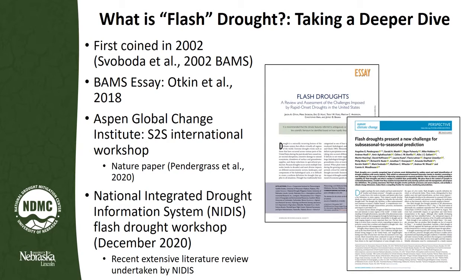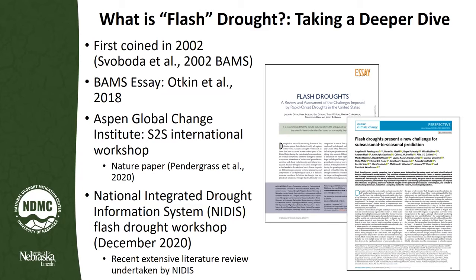So how do we get here? If we take a little deeper dive and go back through time and history of how this term has evolved, it was first coined back in 2002 in the context of the U.S. Drought Monitor, and at least being aware of the need to take into account these rapid onset droughts. That was sort of in an operational context. Defining it didn't come along until later, particularly after the iconic 2012 flash drought.